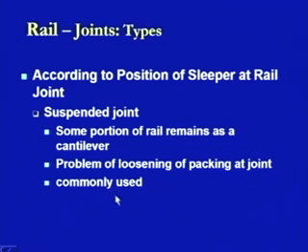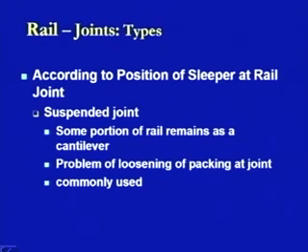What happens in this one is that, because of the loads coming at this point, and because the joint is not supported, the loads are directly dispersed to the ballast. When they go directly to the ballast section, the ballast starts coming out of its position because of the loads, and that is one reason for the loosening of the packing at this level.